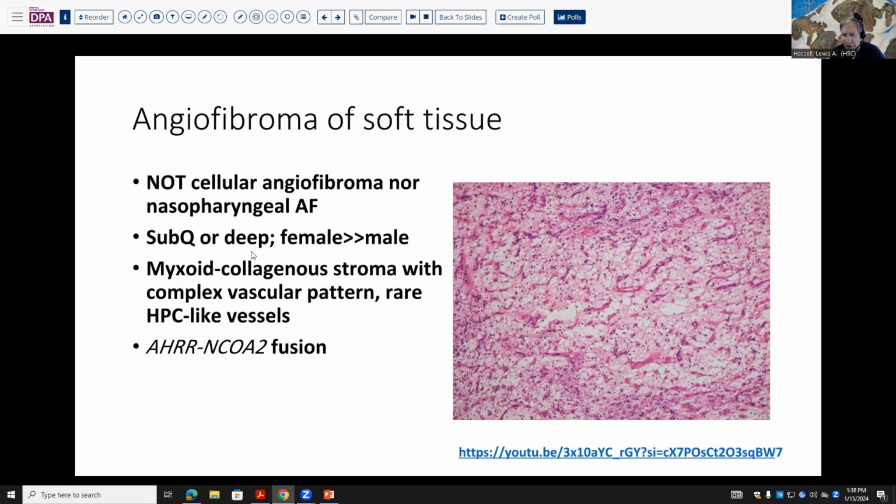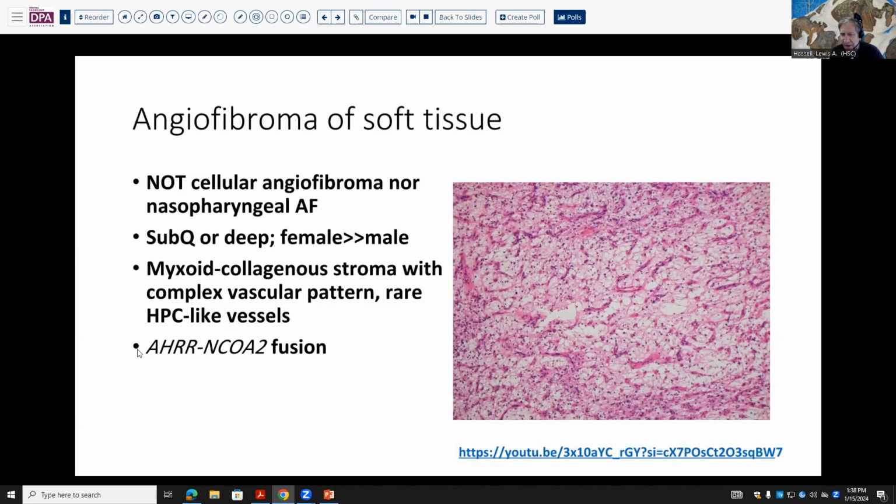This tends to be a subcutaneous or deep mass, a little bit more frequently seen in females, and it has this very characteristic collagenous, slightly myxoid stroma with a very delicate vasculature that's quite intense. It's a rich vascular network here. It's not just occasional vessels, but they're really quite dense within these things. And rarely you can have a few HPC-like vessels in these lesions.